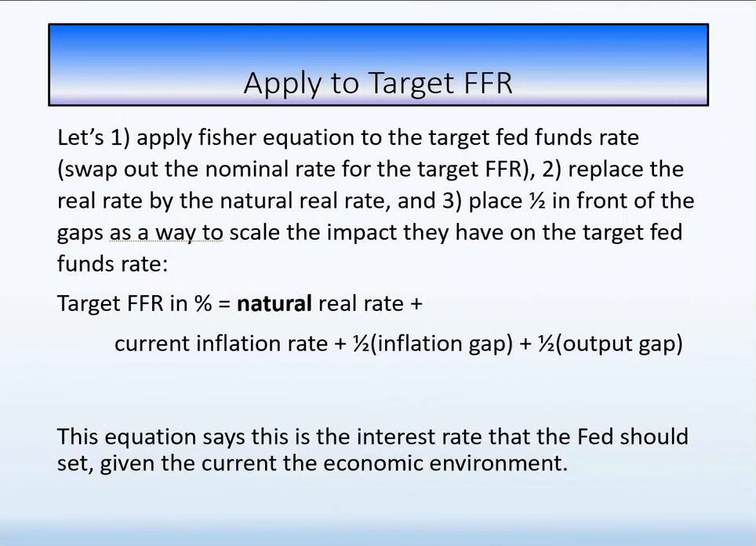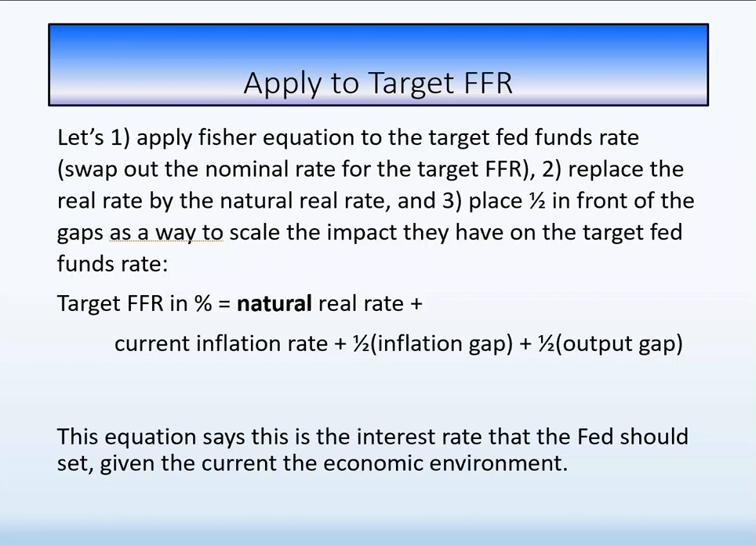Now, let's apply this equation to the target Fed funds rate. The way we're going to do that is we're going to take the Fischer equation and swap out the nominal rate, which is just a generic interest rate, and apply it to the target Fed funds rate. So that's the first thing. The second thing is we'll replace the real rate by what we call the natural real rate.